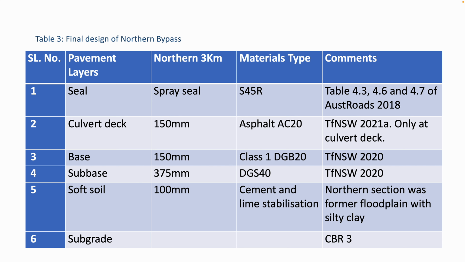This is the final design of the bypass. You can see the spray seal has been used for the bypass, and when crossing the culvert, we'll use asphalt and base, subbase, and soft soil. So the material spray seal S45R is a crumb rubber based spray seal, and it's selected based on Austroads guides because of its superior stress performance and fatigue performance.